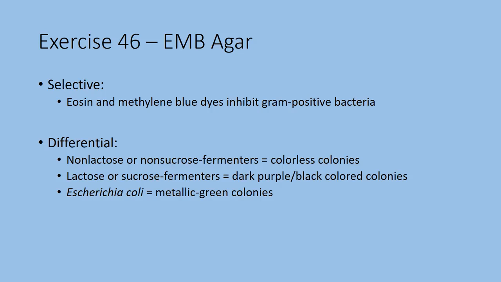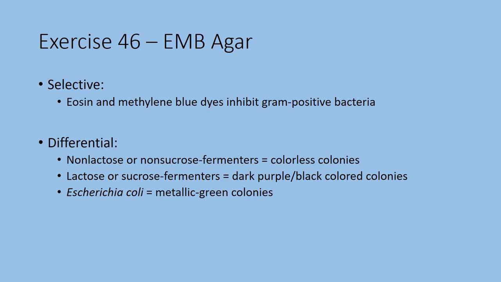Now, there's one species that has a very unique, distinctive coloration to it, and that is Escherichia coli, commonly referred to as E. coli. It has a very bright metallic green sheen to it. So if you have an EMB plate and you see this shiny metallic green color, right away you know that that is E. coli that is growing on there.